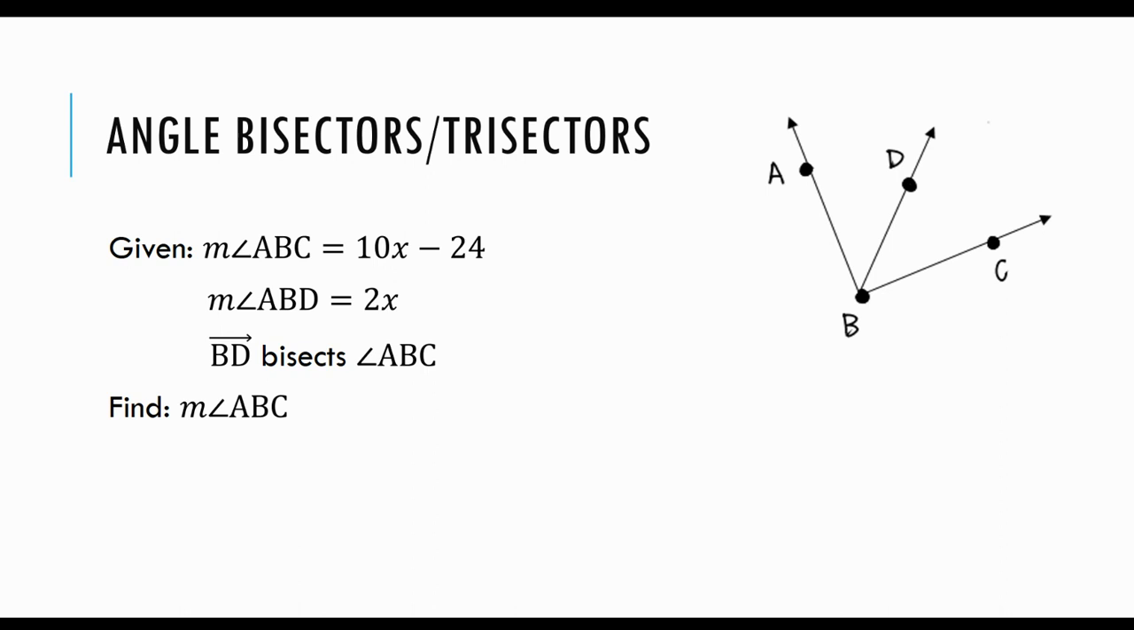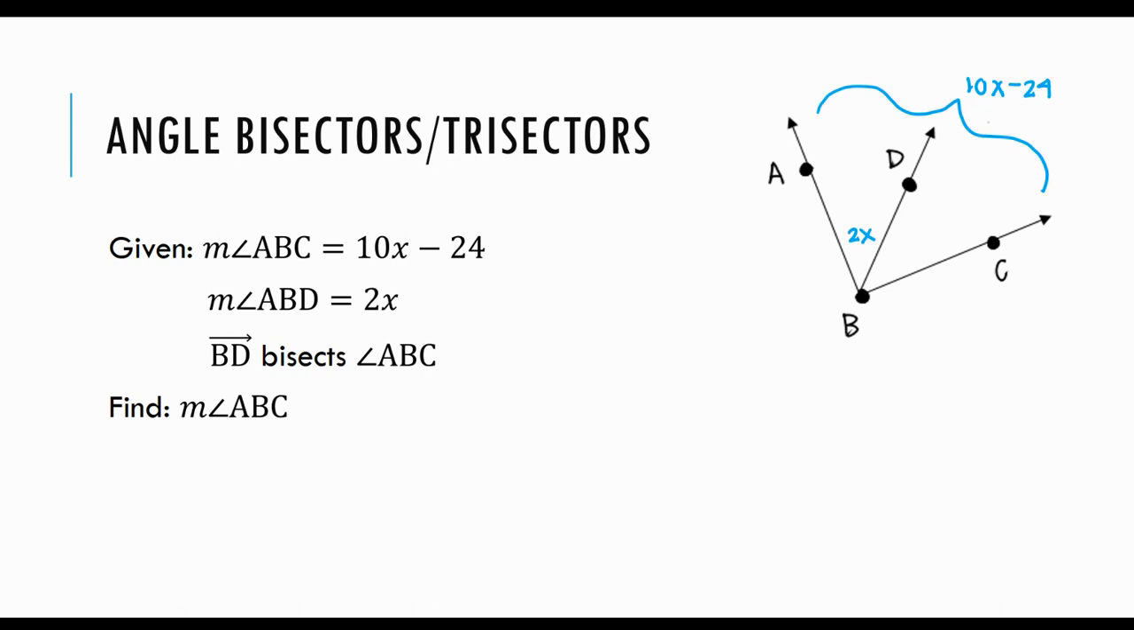All right. If we're talking about angle bisectors and trisectors, here's this one. It says, given that the measure of the angle ABC, so this big angle ABC, this whole thing, is being represented as 10x minus 24. It's telling us that the angle ABD, so follow letters, ABD is this angle over here, that's 2x. And they're telling us that the ray BD is bisecting that big angle of ABC.